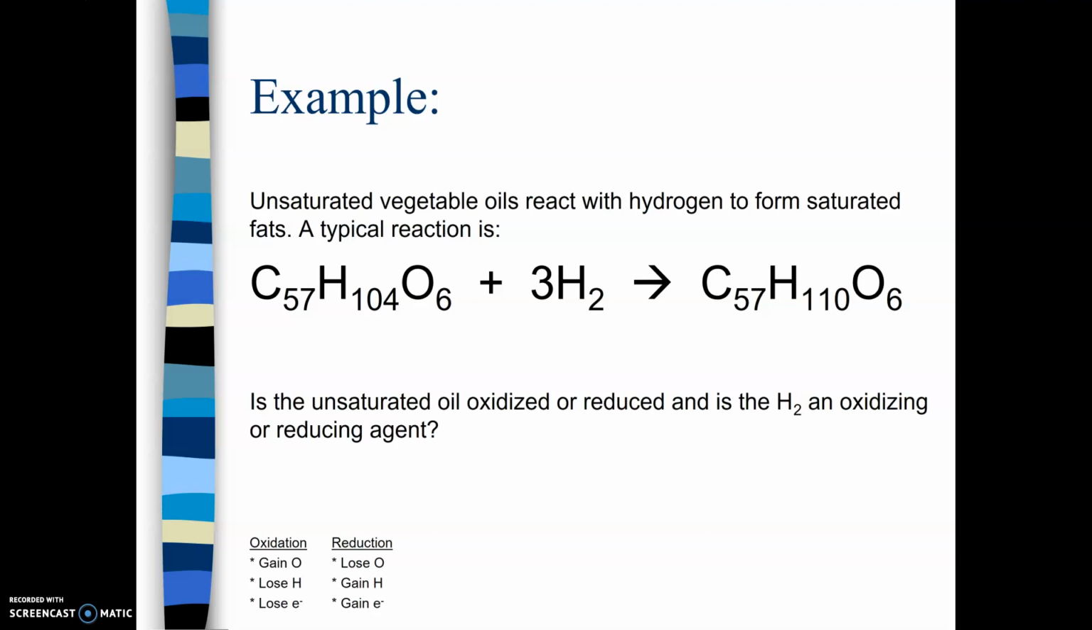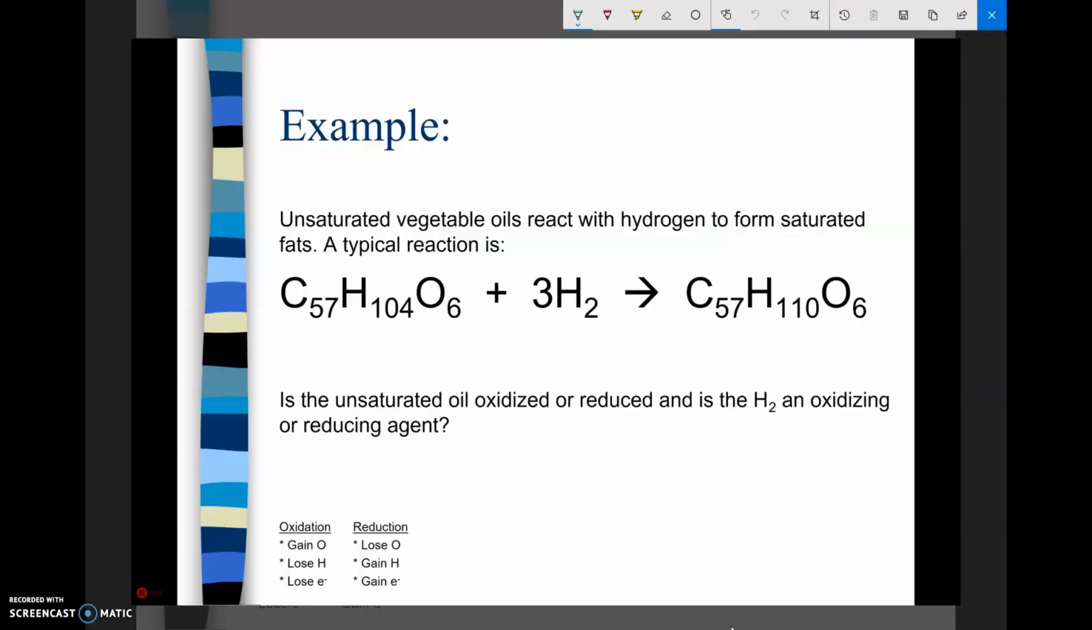Okay, we're going to do this just like we did the last problem. So first thing we're going to do is compare this lovely carbohydrate to this one. Okay, this is our unsaturated vegetable oil. This is our saturated fat. Here, if we notice, carbon's the same, and that's not what we're looking at. We want to look at hydrogen or oxygen. Our hydrogen goes from 104 to 110. Okay, this shows a gain in hydrogen, correct? So if we're gaining hydrogen, we look down here, this shows reduction. Okay, our oxygen is 6 to 6. That stays the same, not a big deal.